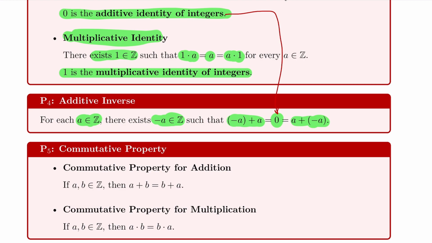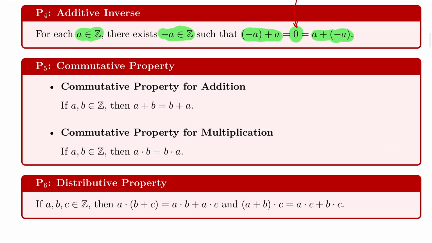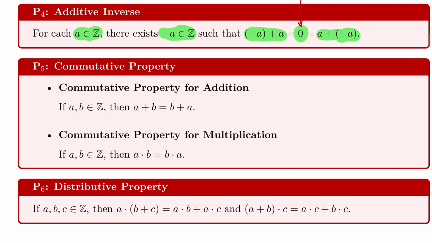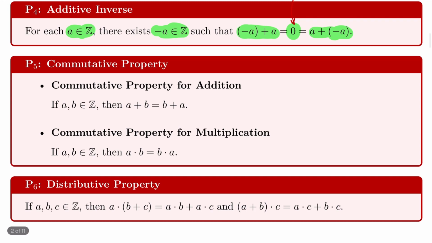0 is the additive identity of an integer. All right. Property number 5, or P5, commutative property. What is common to commutative property? We need to have two integers, and you can have a plus b equal to b plus a. You can switch the position between these two numbers when it comes to addition.